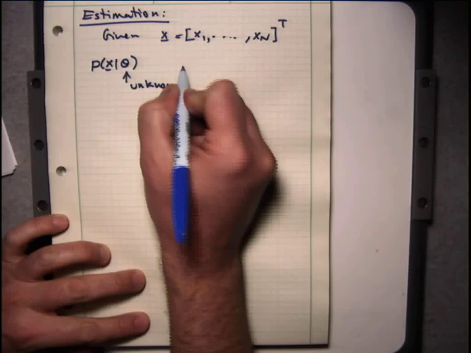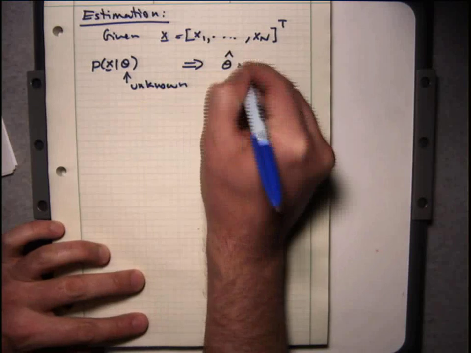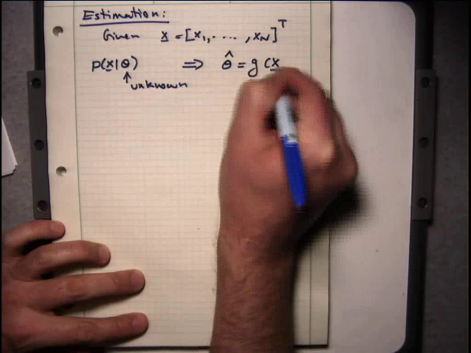All right, so what is an estimator? An estimator, theta hat, is some function of the data, g of x.